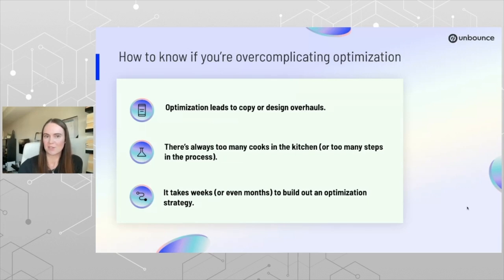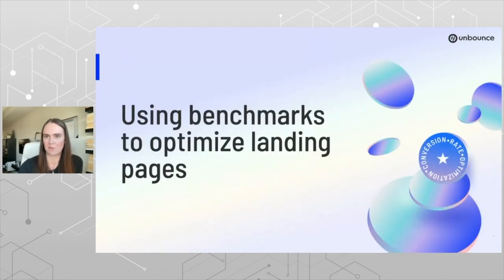And now that you've checked your bias about how much you might be overcomplicating optimization and have a sense of what kind of data is at your fingertips in the report, let's talk about 3 more ways to translate these benchmarks or your own data into simple landing page optimization strategies.